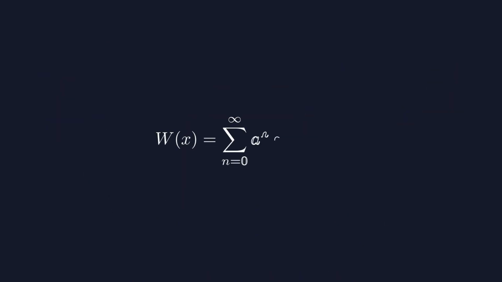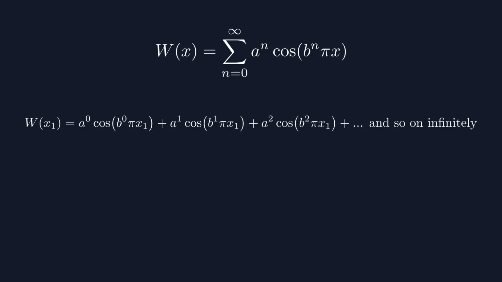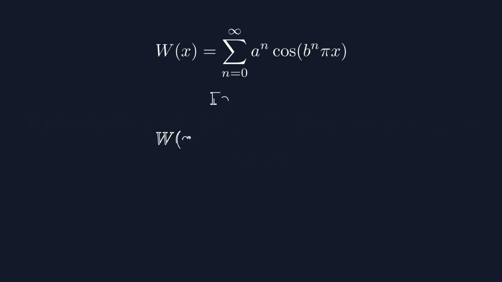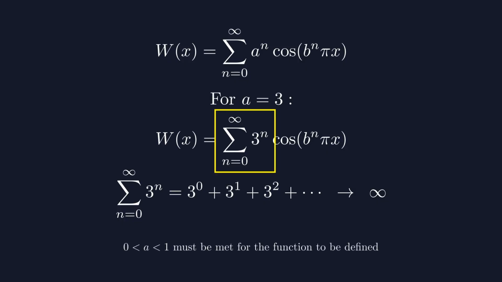The Weierstrass function is defined as follows. So the output to some value x1 is an infinite sum of these values. Note that a must be between 0 and 1, otherwise the infinite sum will not converge. For example, if a equals 3, this part of the sum is 1 plus 3 plus 9, which tends to infinity, so the function is not defined.